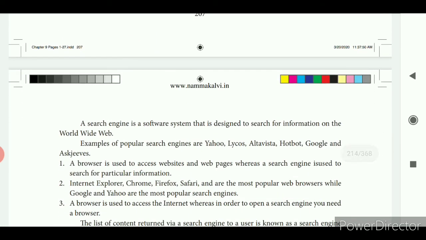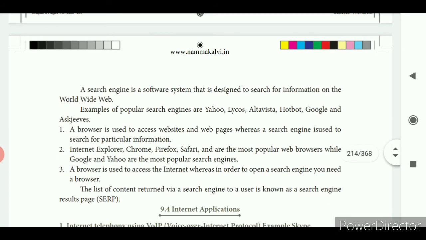So a search engine is nothing but a software system that is designed to search for information on the World Wide Web. Examples of popular search engines are Yahoo, Lycos, Alta Vista, Hotbot, Google and Ask Jeeves. A browser is used to access them. What do you mean by browser? Browsers are Google Chrome, Mozilla Firefox and so on. A browser is used to access websites and web pages.